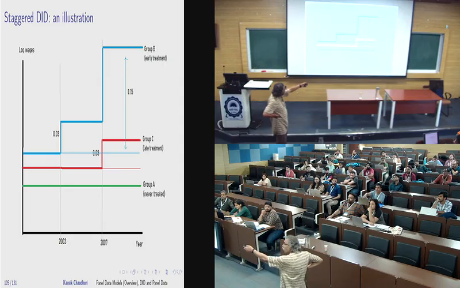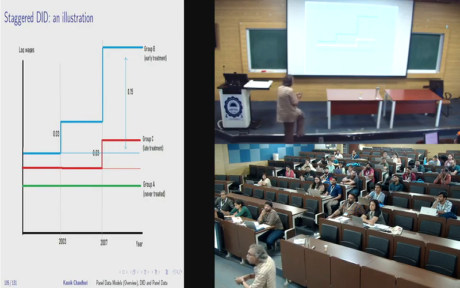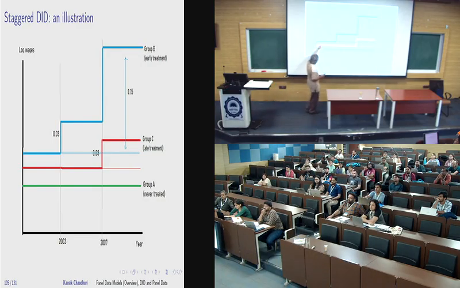Because I know group A never treated, so I'm going to compare that. I'm going to compare because if they did not get anything anymore, they would remain here. But they got the treatment in 2007, so they jump up, and hence I want to take the difference between these two guys. Clear? And here I want to take the difference between these.